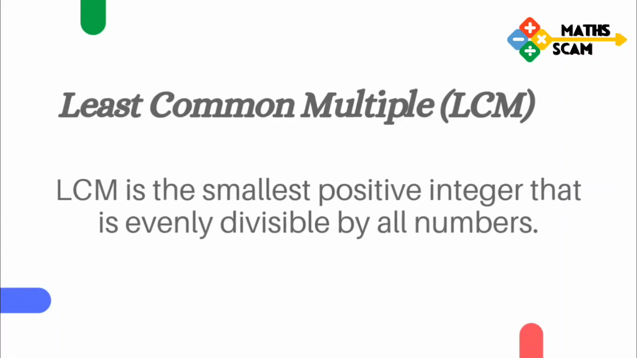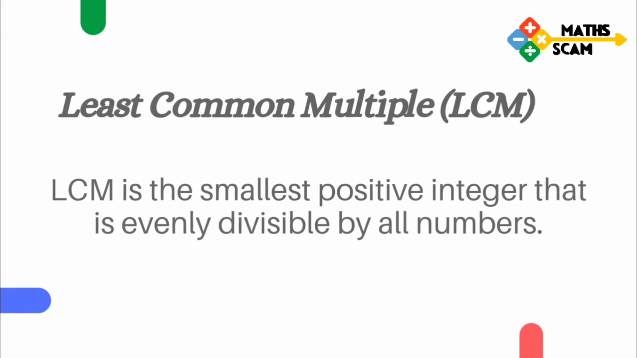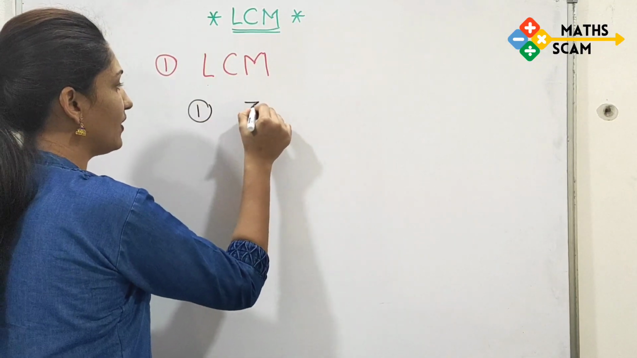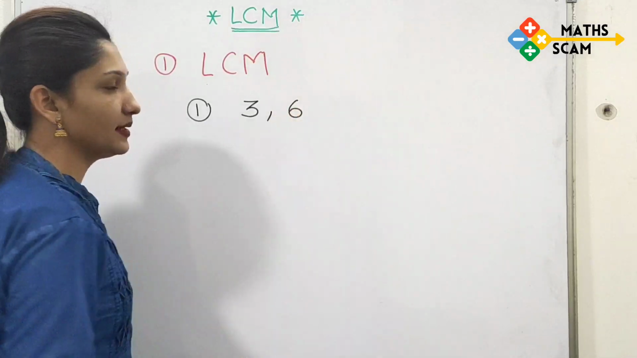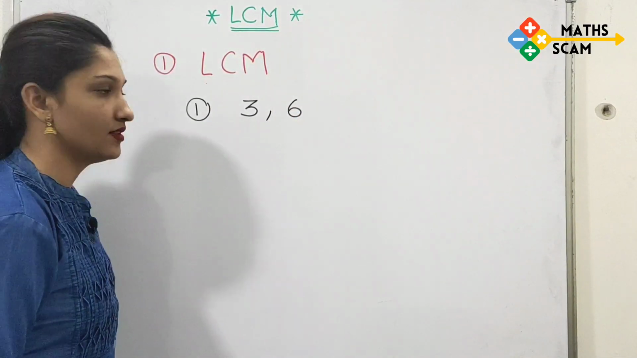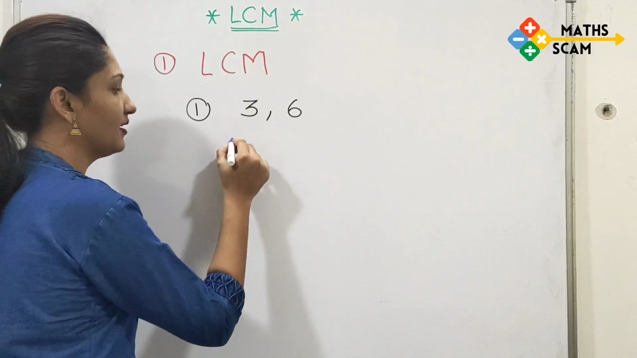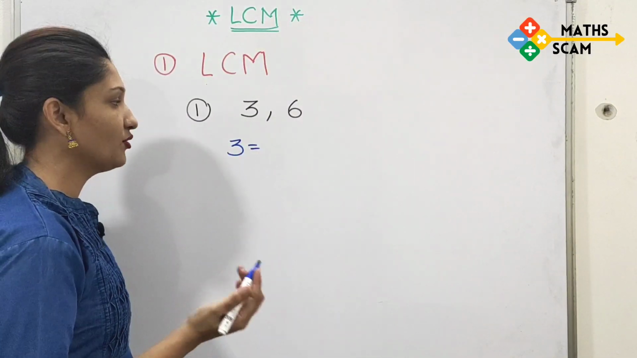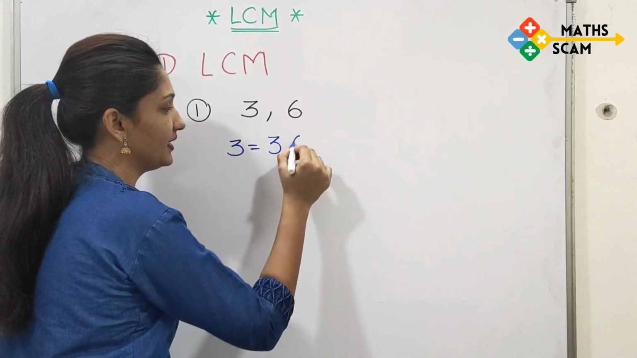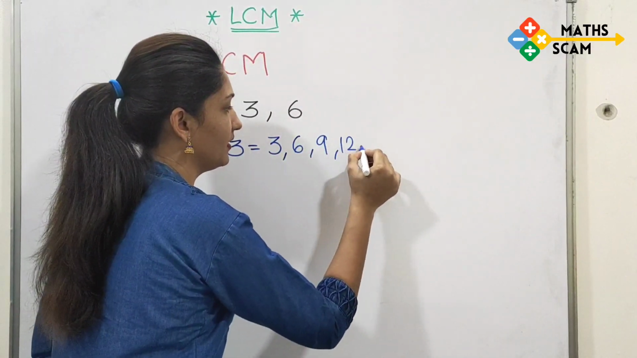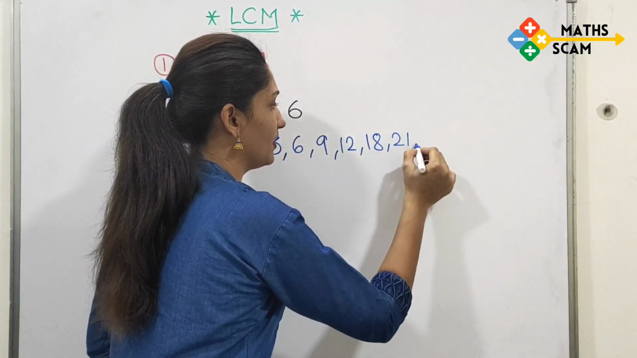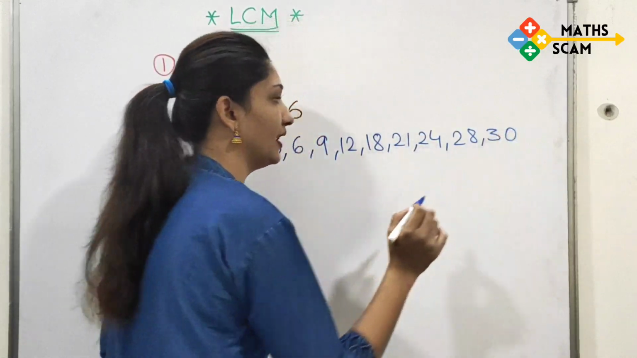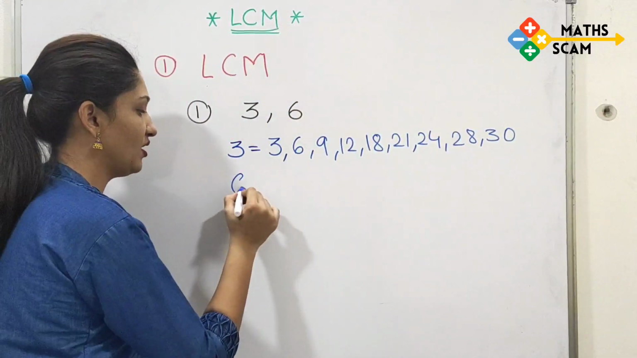Multiple means any number which is divisible by a given number without leaving any remainder. For example, we need to find common multiples of 3 and 6. Okay, so how to find? First, we need to write multiples. Write table of 3: 3, 6, 9, 12, 18, 21, 24, 28, 30. Okay. Next, write table of 6.